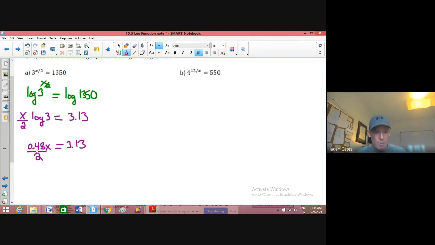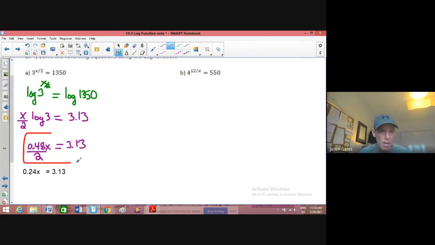Now, there's a few ways to go from here in terms of math skills, but I just simply put these two numbers together, the 0.48 and the 2. So I take 0.48 and I divide it by 2. Well, what's half of 0.48? 0.24 times x. Again, equals my 3.13. And lastly, now that I've got it down there, because I find this is a spot where a lot of students struggle here in red. They get stuck here, just math skills, right? I just put these two numbers together, which then allows me to divide by my numerical coefficient, 0.24.